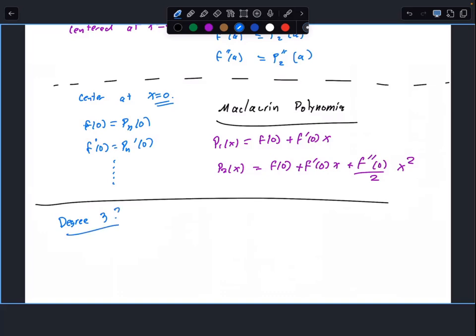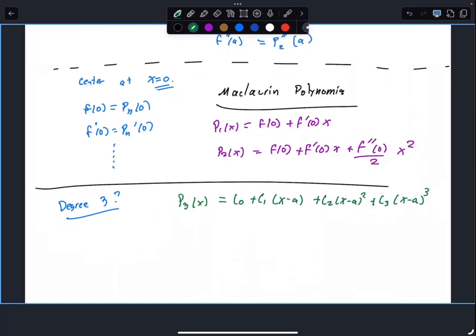All right, so from our understanding here, P3 of x is equal to C0 plus C1 times x minus a plus C2 times x minus a quantity squared plus C3 times x minus a quantity cubed. I'm not going to go too far. We already understand that C0 is going to be f of a. C1 is going to be equal to f prime of a. C2 is going to be equal to f double prime of a over 2.